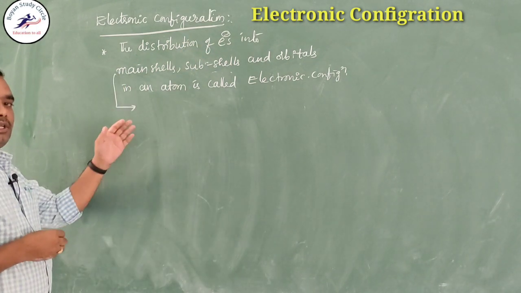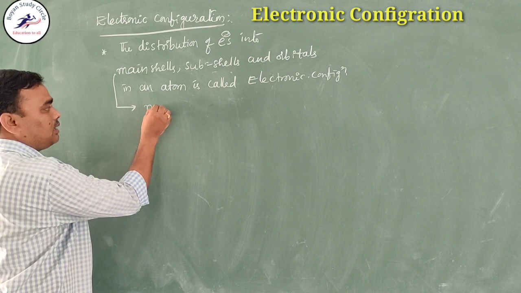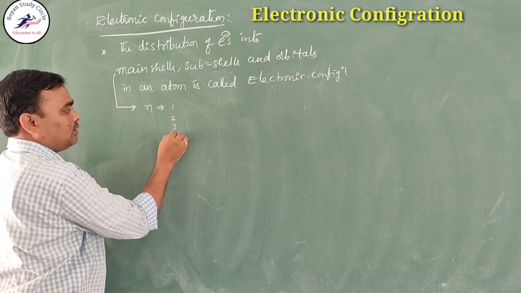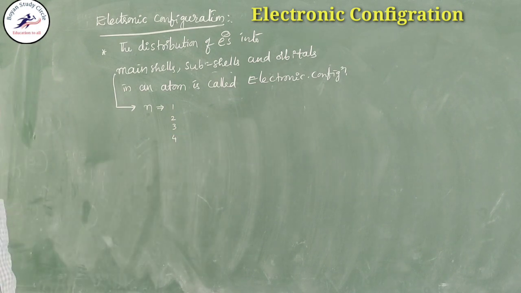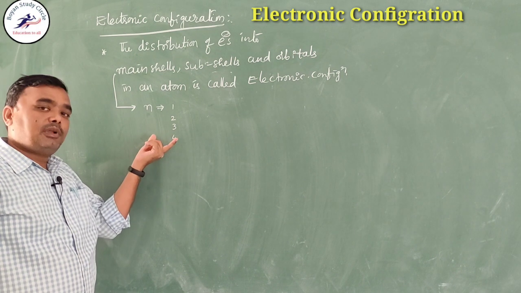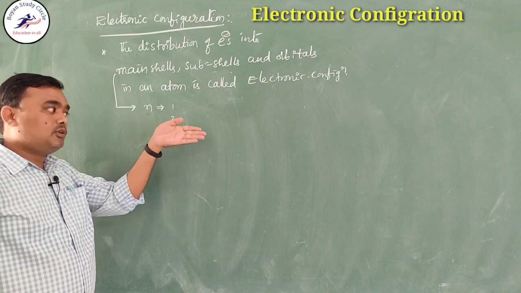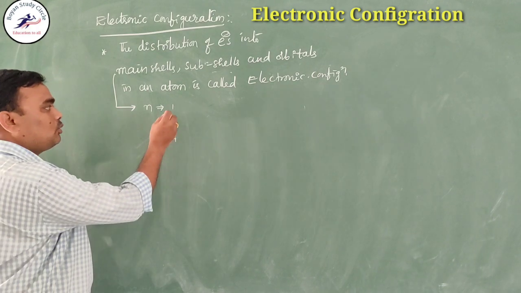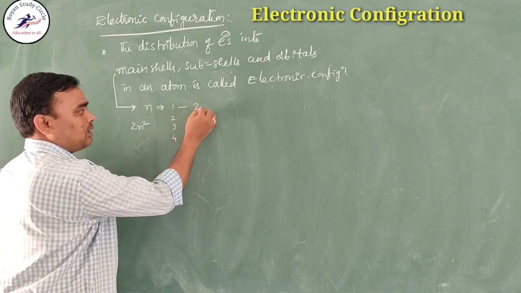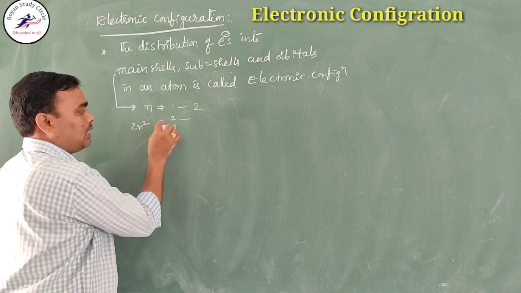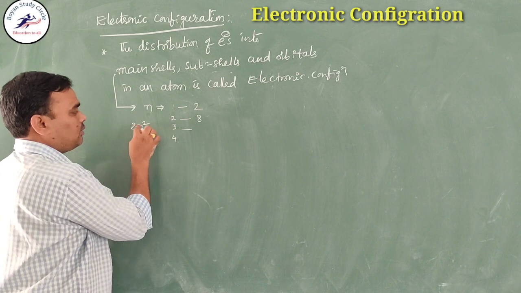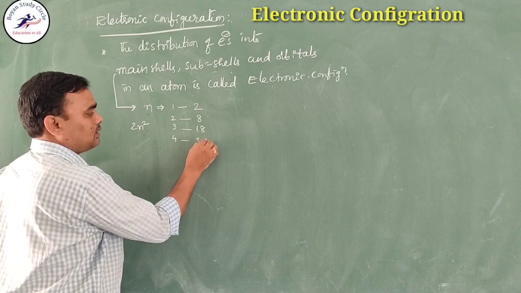You know what main shells are. The main shells are indicated by the principal quantum number: first, second, third and fourth. In the last class we discussed that the maximum number of electrons that can be accommodated in a main shell is given by the formula 2n square. The maximum number of electrons in the first shell is 2, in the second shell 8, in the third shell 3 square, that is 18, and in the fourth shell 32.